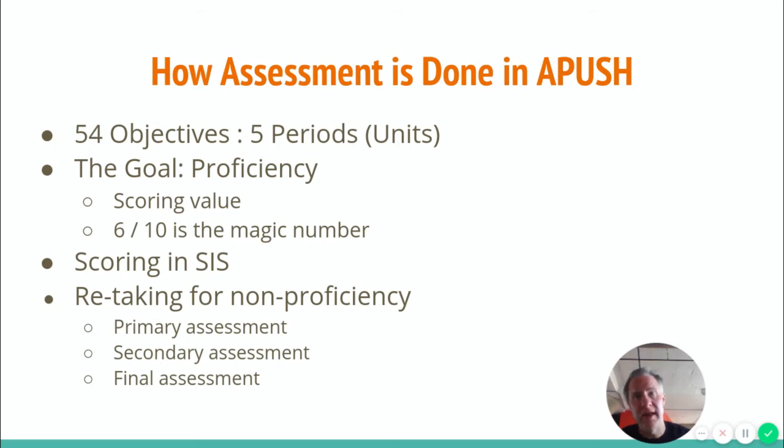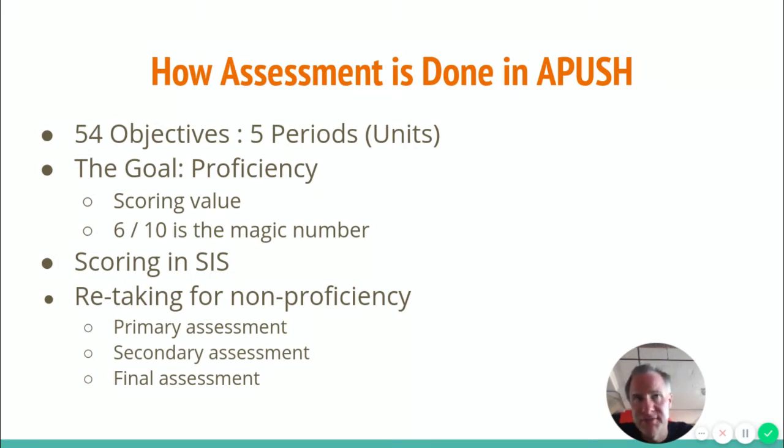So our goal in APUSH is proficiency. We're going to be using that term a lot. Proficiency, proficiency, proficiency. And proficiency means that you are proficient. You have shown an adequate amount of knowledge and skill on an objective. And that is what we will be using to score you, is how proficient are you on that objective.